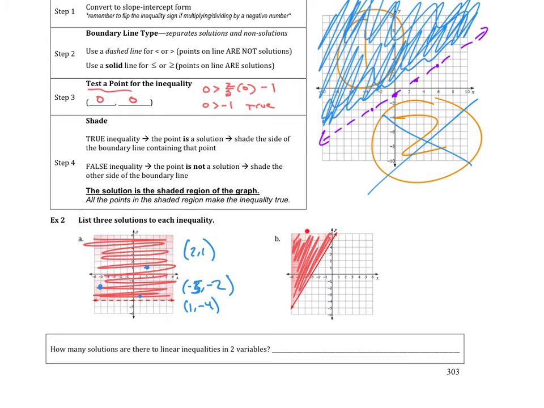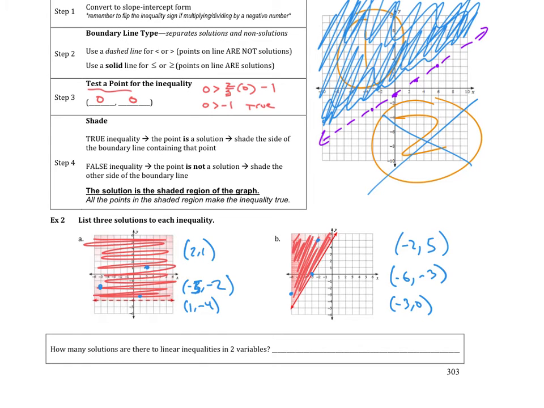Okay, now here on B, I could pick maybe -2, 5, or I could pick -6, -3. Or, because it's a solid line, I could pick any point on the line. -3, 0 is a solution also.